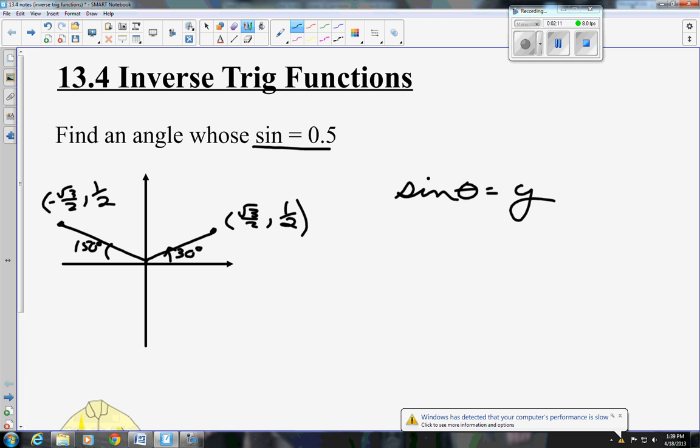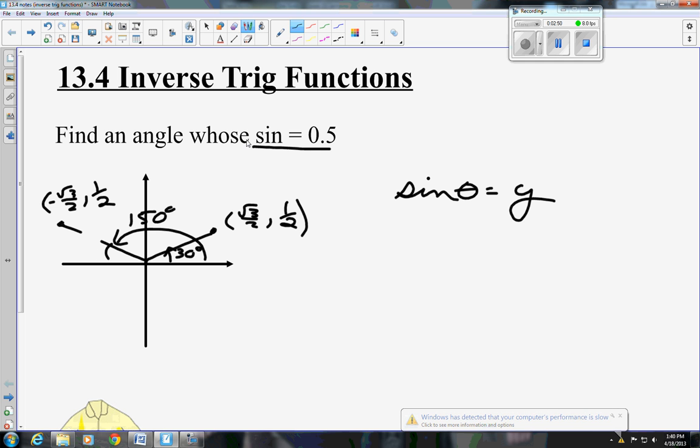Now, if we're talking about a function, that causes a problem. Why? Because in a function, if I put in one input value, I should get exactly one output value. Whereas with the inverse trig function, if I put in 0.5, just on that unit circle I can get two different output values. It could be 30 or 150.